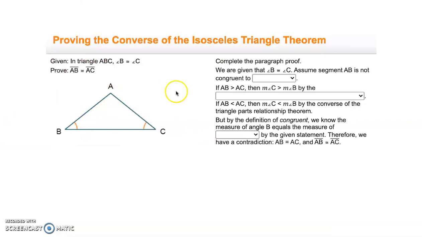So let's prove this converse of the isosceles triangle theorem. Again, we're going to do a contradiction proof. It's written in paragraph form. We're given that in triangle ABC, angle B is congruent to angle C. So we've got those marked down here.